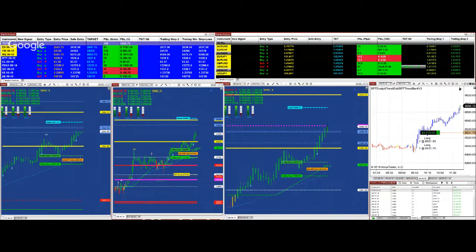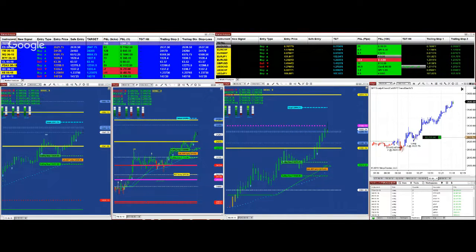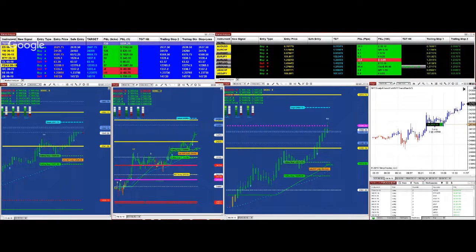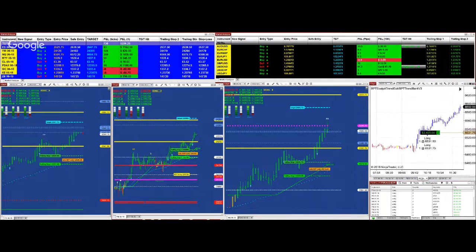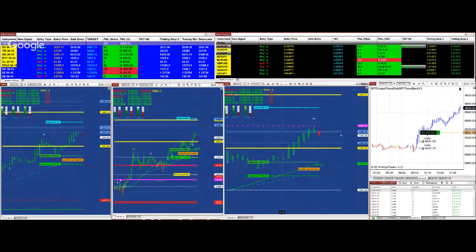If you are looking at the ES, let's look at the ES. It's doing okay. And let's look at the YM. It's doing very okay. But the Nasdaq, there we go. If you notice right now on this chart here, let me try to make it a little bit bigger so we can see what's going on.